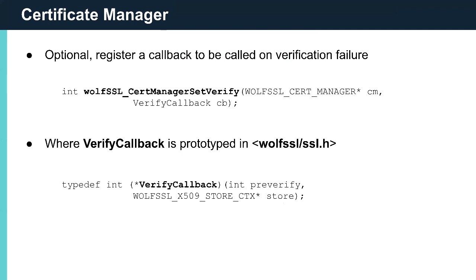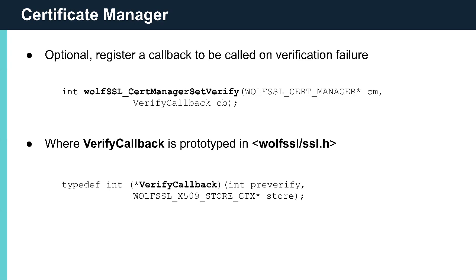Some consumers want to set a verify callback. So if verification fails when verifying that certificate, the verify callback will be called and allow you to do some extra inspection there on that certificate. You can see here, wolfSSL_CertManagerSetVerify takes in a cert manager structure pointer, and also a callback, VerifyCallback. VerifyCallback is prototyped in our ssl.h header, and the function signature looks like that on the bottom of the slide here.